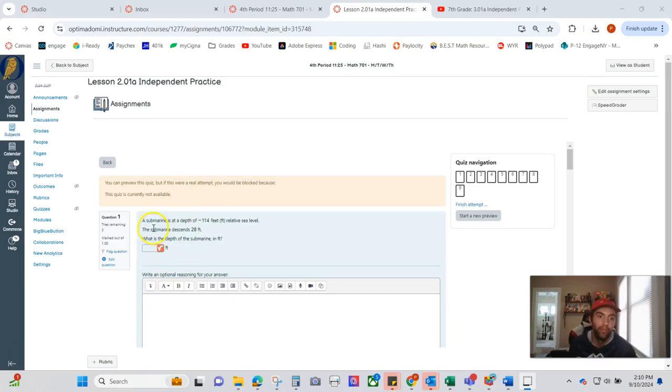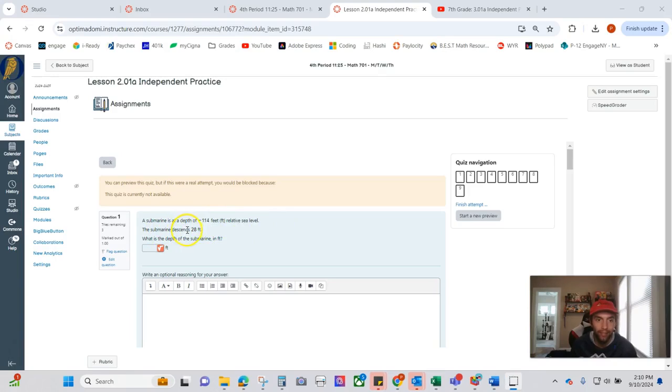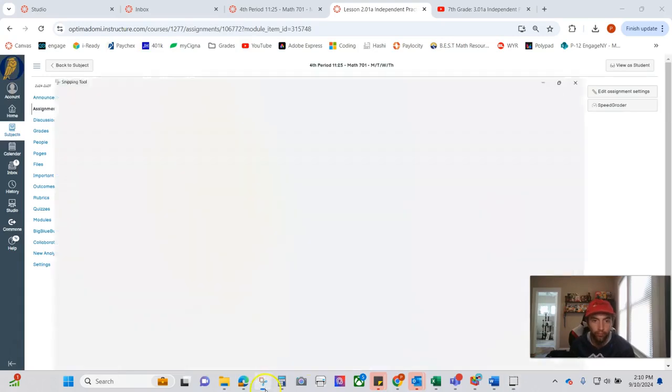Question 1. A submarine is at a depth of negative 114 feet relative to the sea level. The submarine descends 28 feet. What is the depth of the submarine in feet?